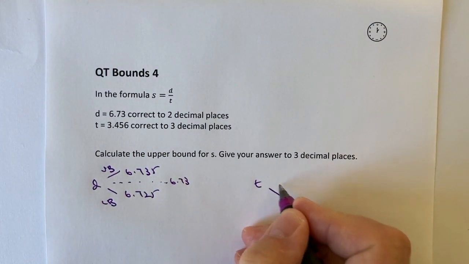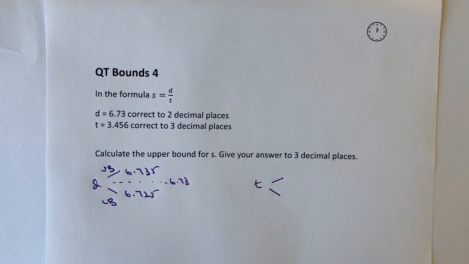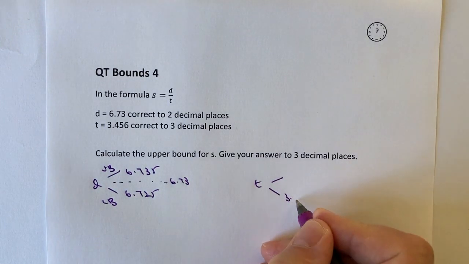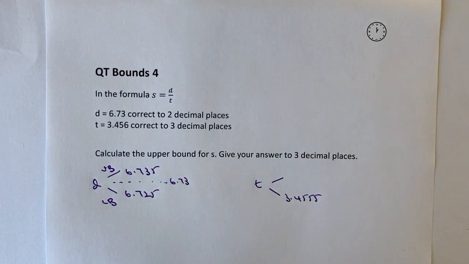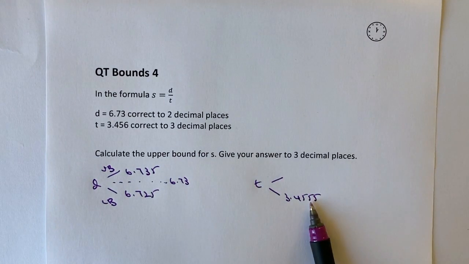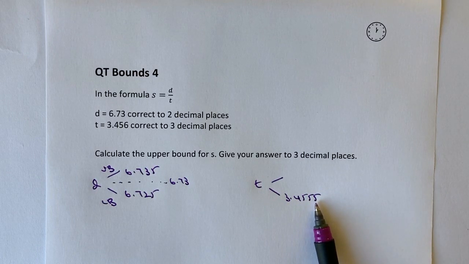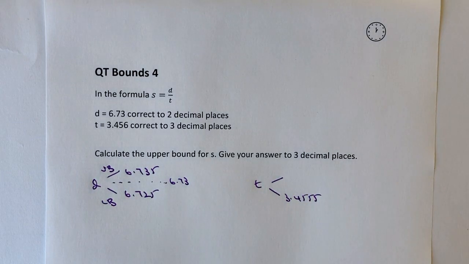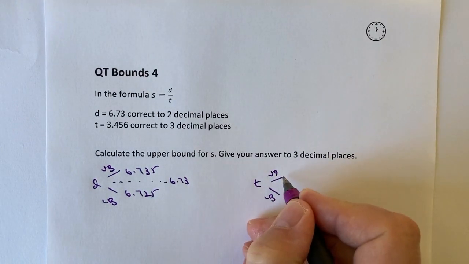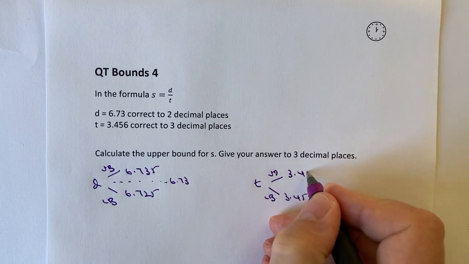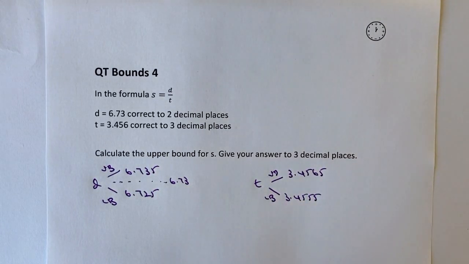We're in a very similar position, but this time it's going to be 3 decimal places. So 3.4555 for this, because this 5 here will become a 6 by virtue of the 5 afterwards. Okay, I hope that's all right for you. It's going to mean then that the upper bound is going to be 3.4565.